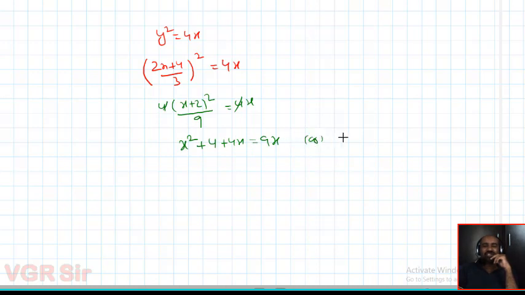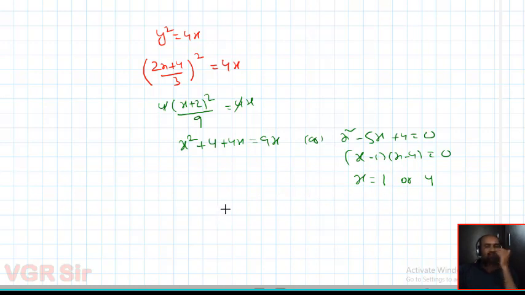In other words I can say x square minus 5x plus 4 equal to 0, or (x minus 1) into (x minus 4) equal to 0, means x is equal to 1 or 4. These are the x coordinates of points A and B respectively. Now I want to find the value of y, so by using this equation or any one.